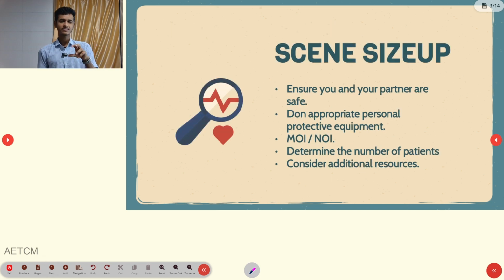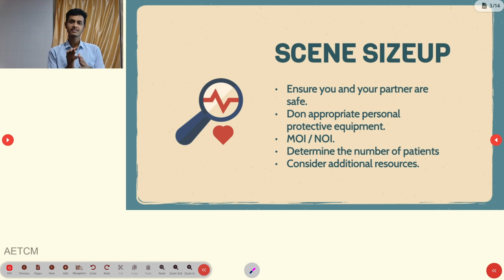So what are the things we have to look for in the scene size-up? Again, this is the same thing. Before getting into the scene, we have to verify whether the scene is safe or not, and whether we need any additional resources like fire support or police force. Third thing, number of patients: whether the resources we have are adequate or whether we need more for the number of patients we are assessing. And then mechanism of injury or nature of illness.